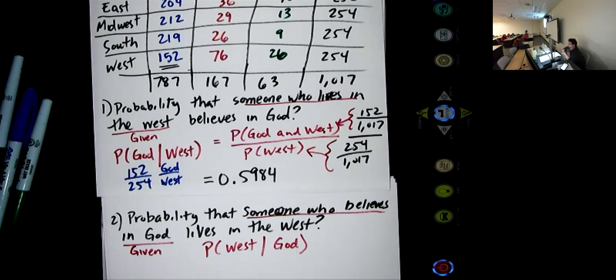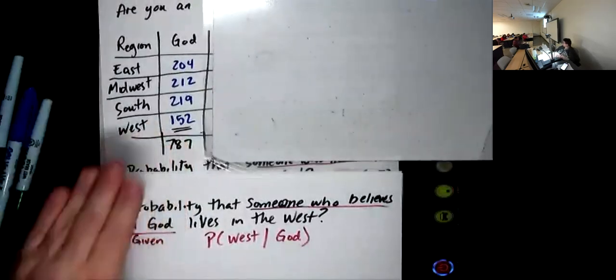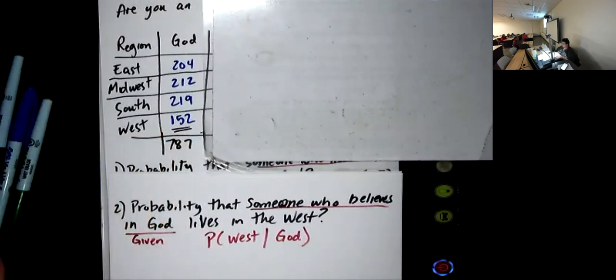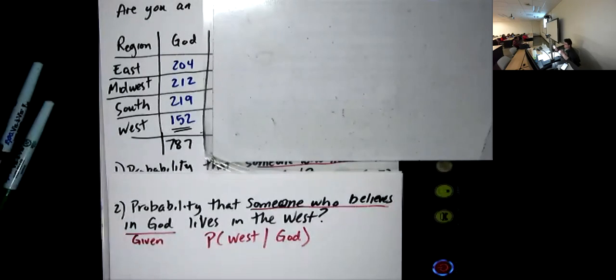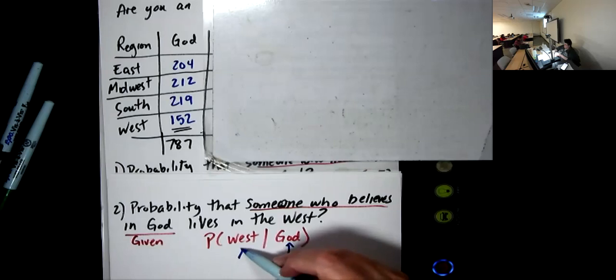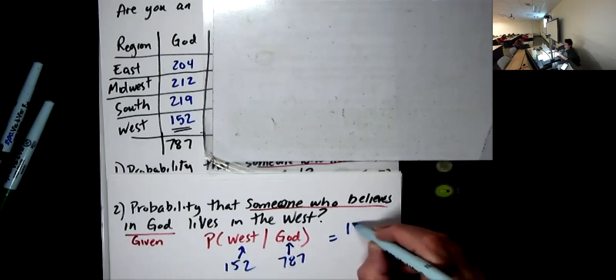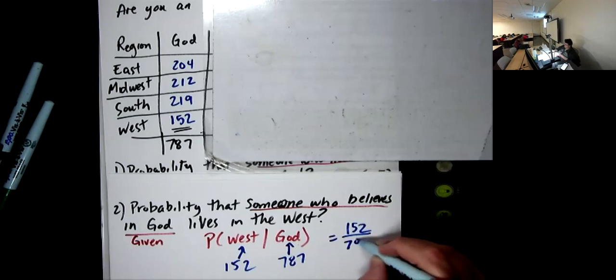I can do that awkward formula again, or focus on the people that believe in God. I don't so much care about the people that are universal spirit or atheists. There are 787 people that believe in God. 152 of them are in the West. 152 over 787.